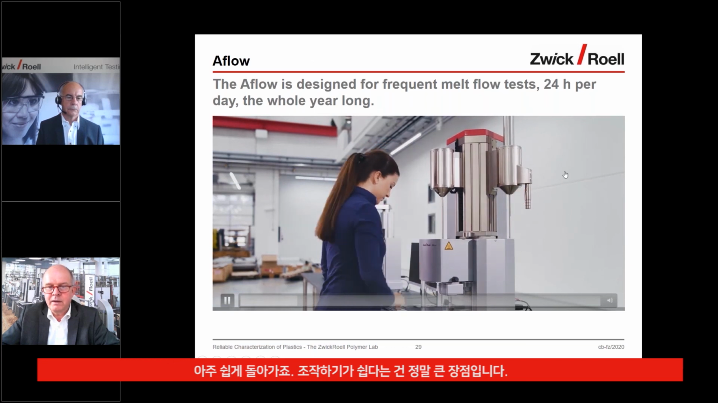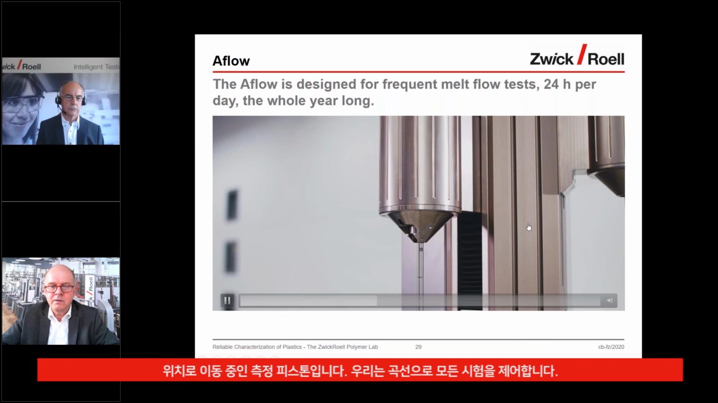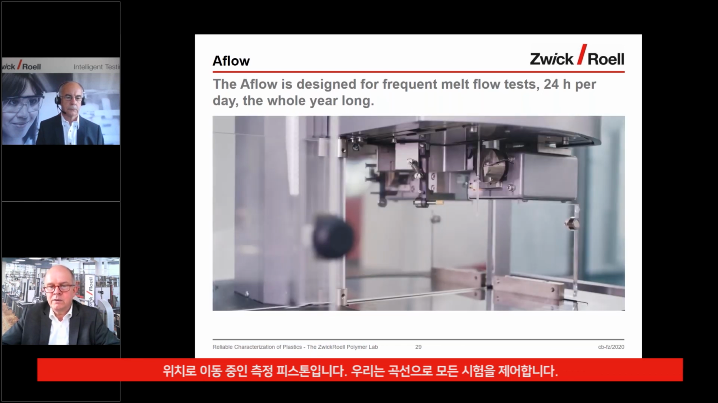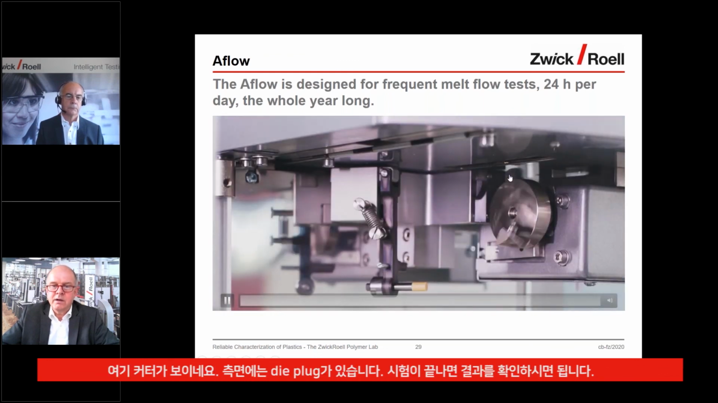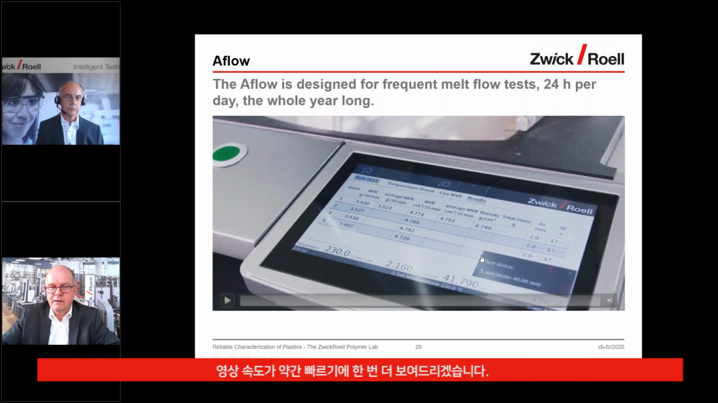This is one of the big advantages, it's really easy to handle. So this is the measurement piston going into position. We control the whole test by a curve. You see here a cutter. At the side, you also see a die plug. And at the end of the test, you see the results. I know this film was a little bit fast, therefore I will just show it once again.